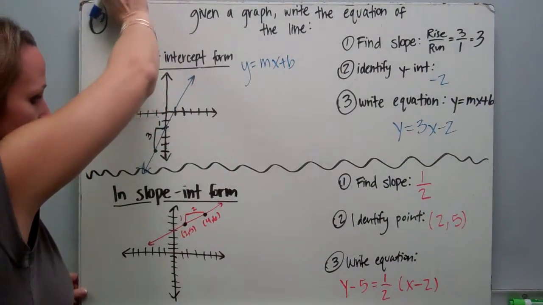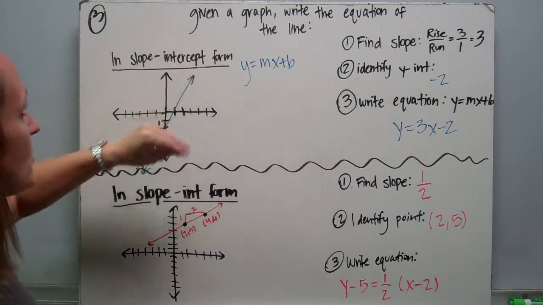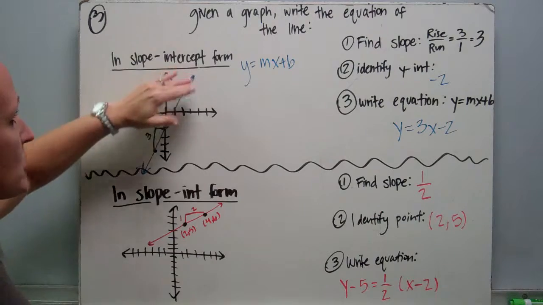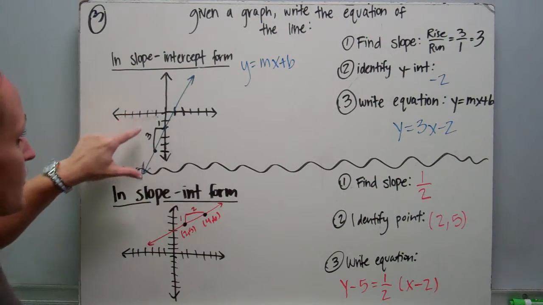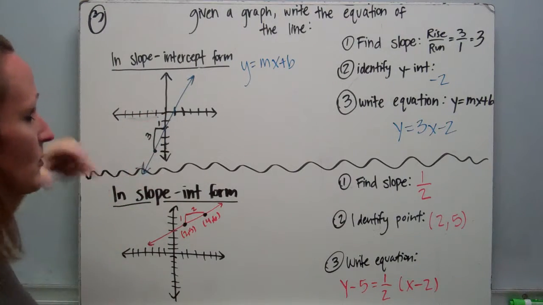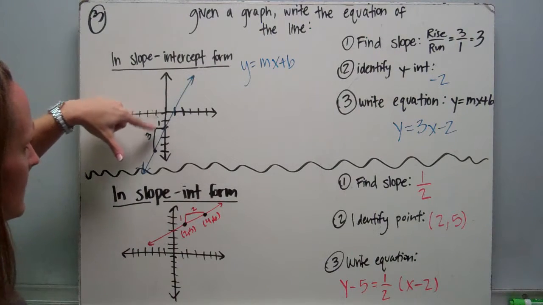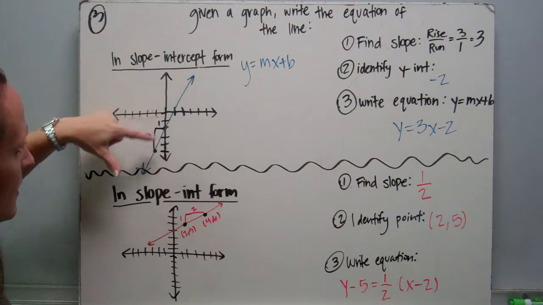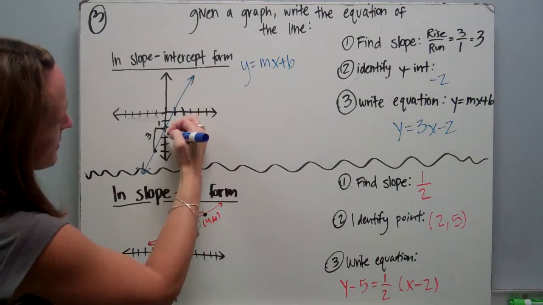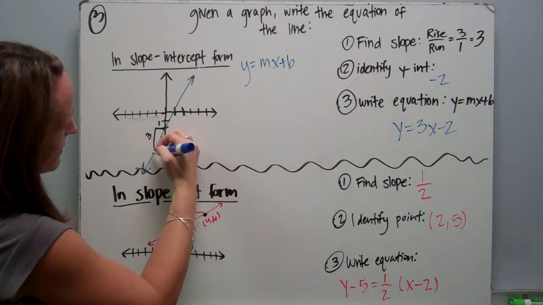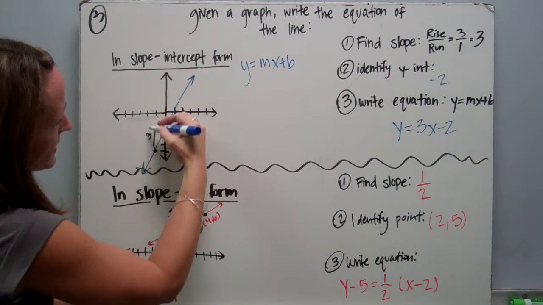Alright, so let's start with, if we're given the graph, how can we write the equation of a line? If it's in slope, we want to put it in slope-intercept form. So here's our graph. The first thing we have to do is find the slope. Here is our y-intercept, which is at -2. We're going to look at the slope. So from -2, we go for our rise over run. I'm going to go down 1, 2, 3, and over 1. So that means that our slope is climbing up 3 and over 1.